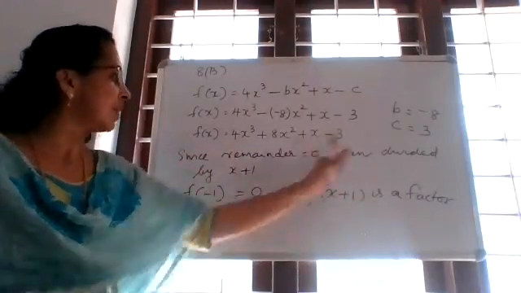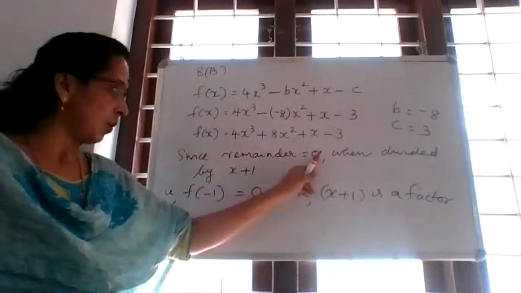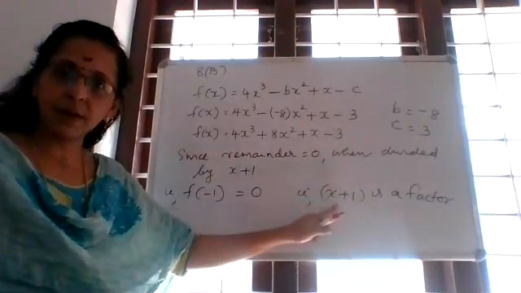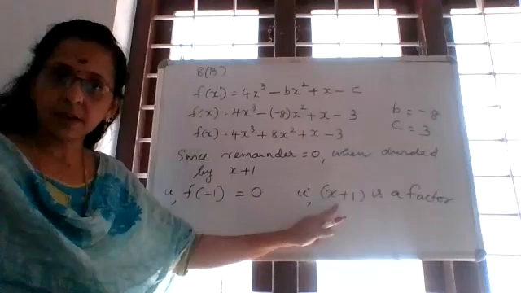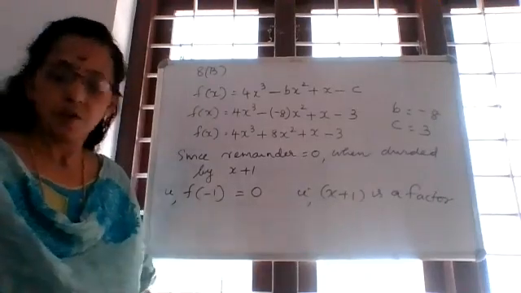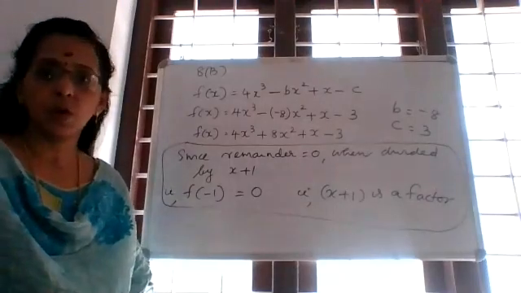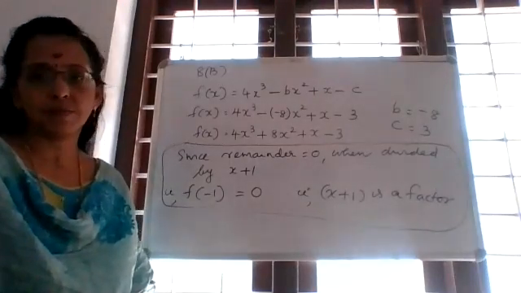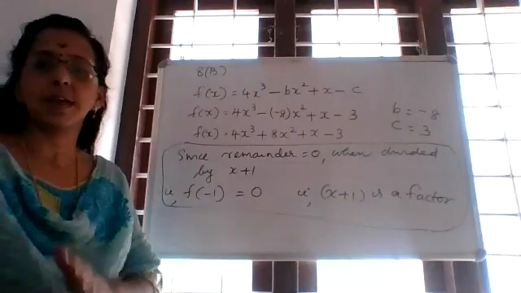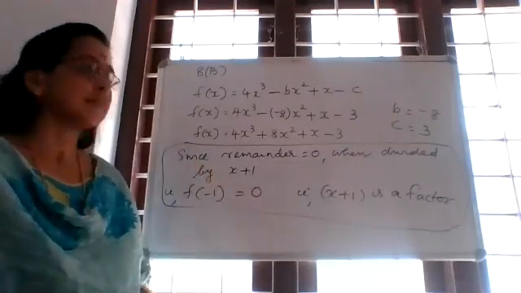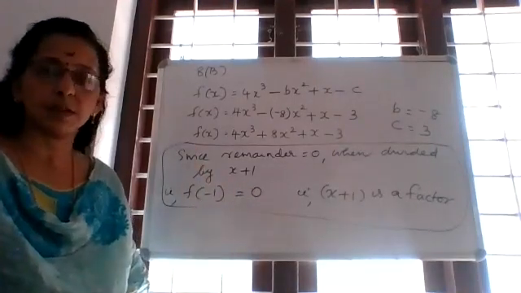Since remainder is equal to 0 when divided by x plus 1, as given in the question, therefore x plus 1 is a factor. So, next, Horner's method or synthetic method.